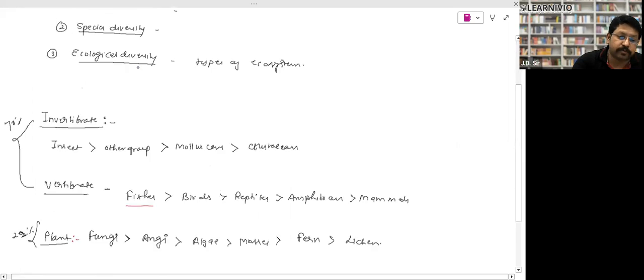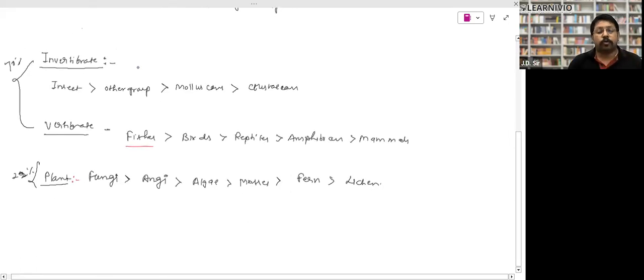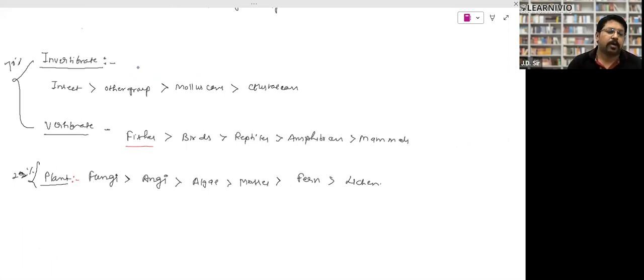Yes. So biodiversity can be of three types. Now you have to remember this sequence because I have seen the question from this sequence. Out of all, there are invertebrate and vertebrate. The maximum number of invertebrates found on this earth are the insects. So insects are the most abundant invertebrate. Then some other groups, then molluscans, and then crustaceans. So this is the biodiversity of invertebrates.